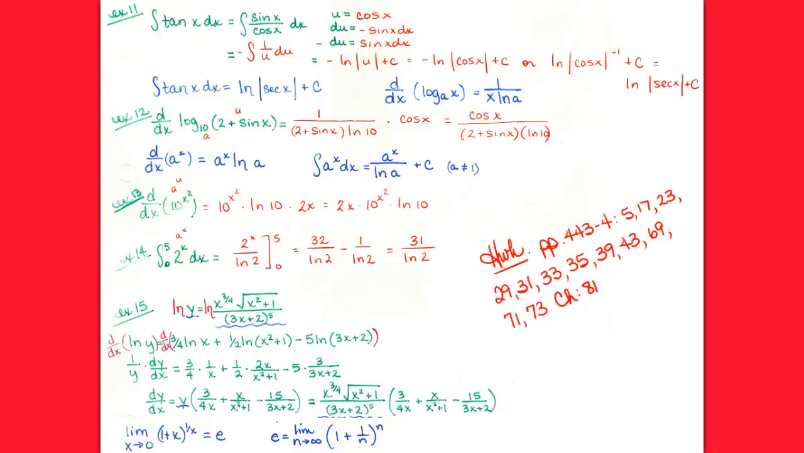Okay, so here is our homework for tonight on pages 443 to 444. We're doing 5, 17, 23, 29, 31, 33, 35, 39, 43, 69, 71, 73. Challenge 81.